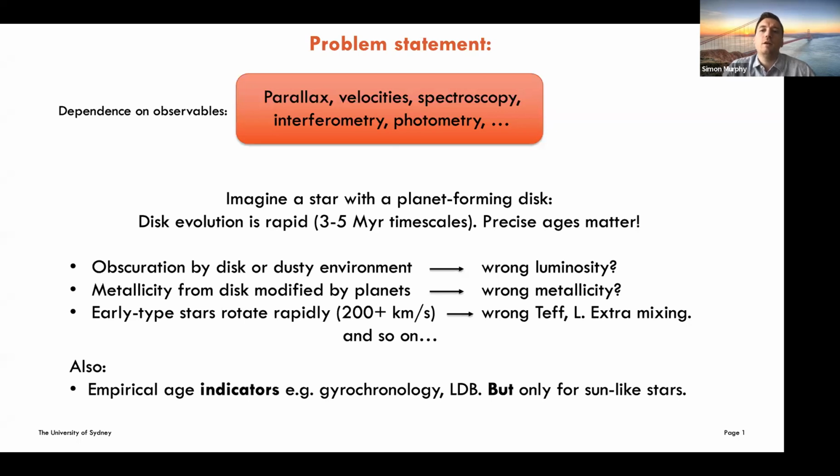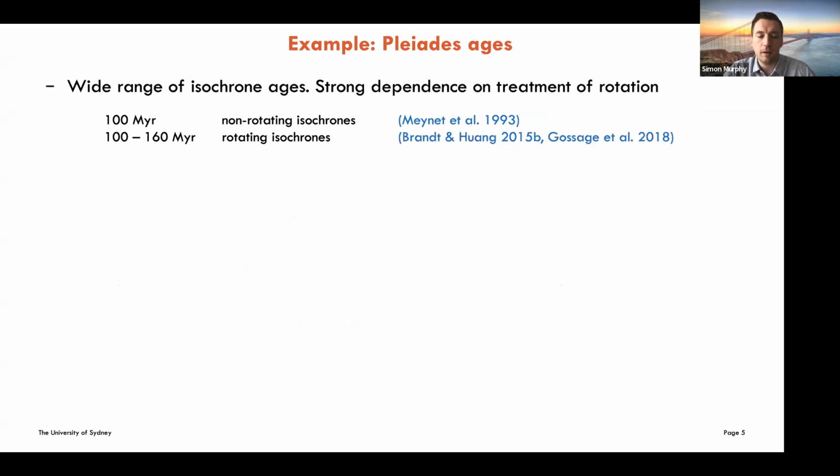I want to highlight for you how difficult ages can be, and I want to take a look at the Pleiades as a specific example of this. For the Pleiades, we get a wide range of isochrone ages, and we get a strong dependence on the treatment of rotation. So from non-rotating isochrones, we infer an age of about 100 megayears, but when we start to include rotation, we find a range of ages that fit pretty well, between about 100 and 160 megayears. That's a pretty large uncertainty, right? We're talking in excess of 30% uncertainty a lot of the time there.